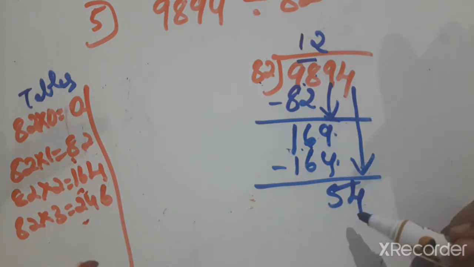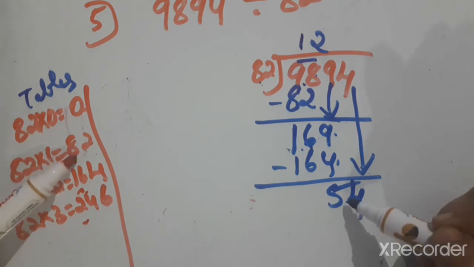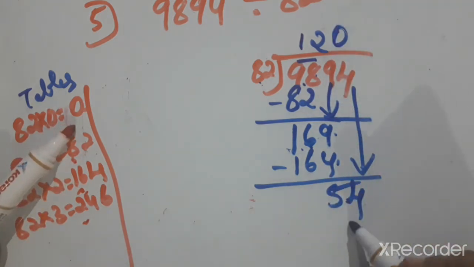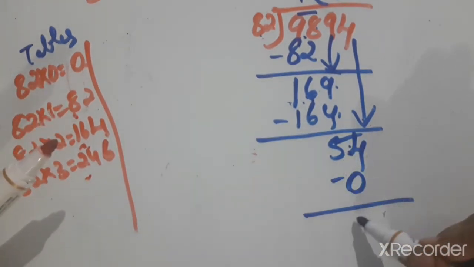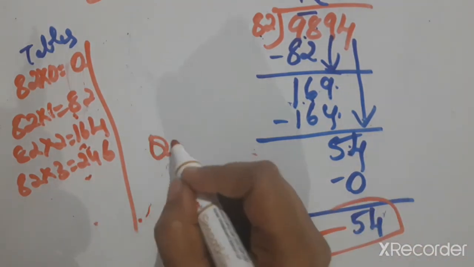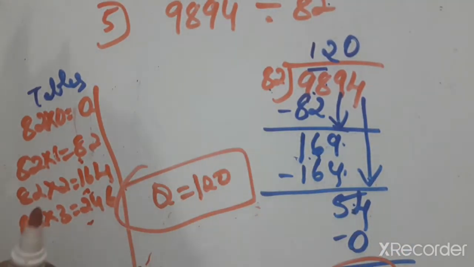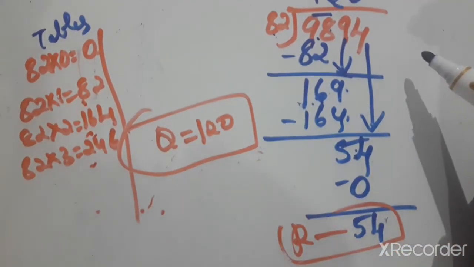82 how much are 54? 82 ones are 82. 82 is greater than this. We can't take 82 ones, it is greater. So we have to consider 82 zeros are 0 and 54 minus 0 is 54. Remainder is 54 and quotient is 120. Quotient is 120. Remainder is 54.